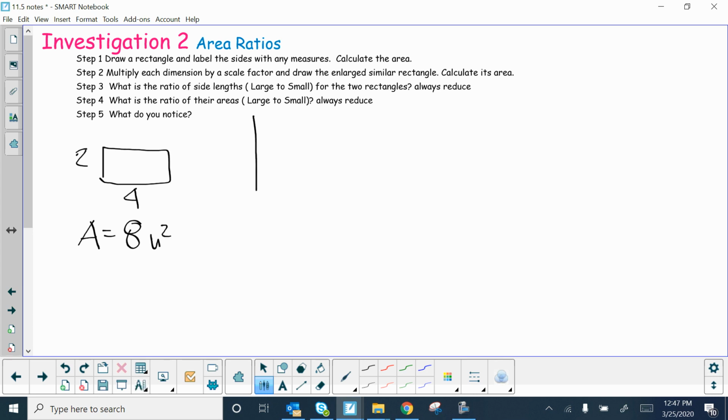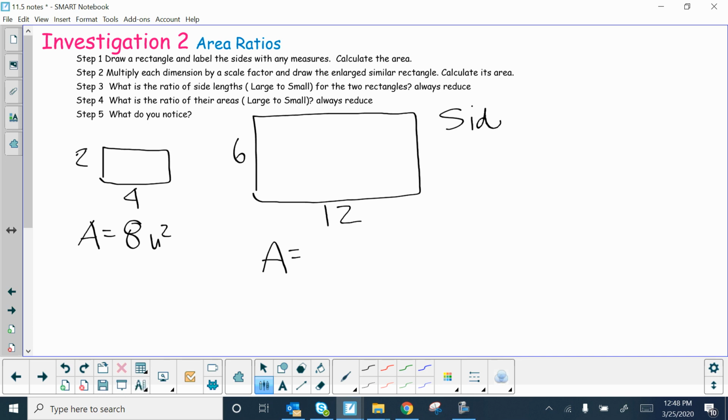Okay, so I'm not going to use the same scale factor that I used last time. I'm going to use a scale factor of 3. Okay, so our sides are going to get 3 times bigger. So let's say that's 6 and that's 12. So what's the area of this going to be? So all of these got 3 times bigger. So the side ratio is 1 to 3. Remember, this was 2 to 6 and then 4 to 12. So the area is 6 times 12. What is 6 times 12?